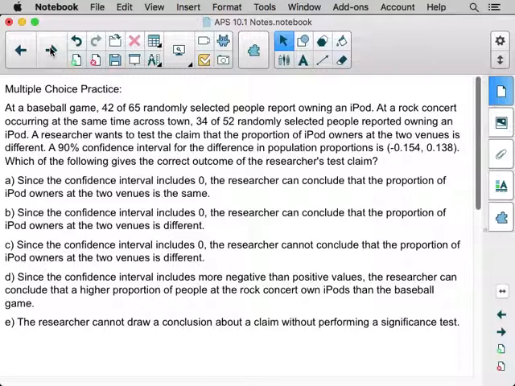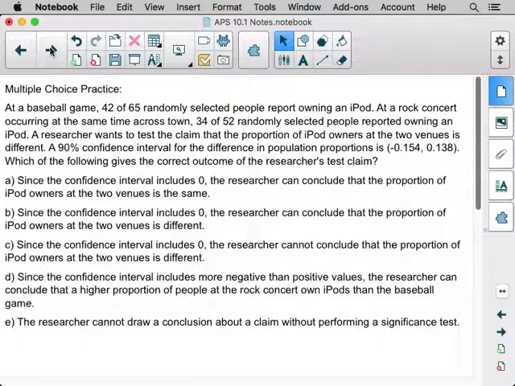Notice, is 0 in the interval? Yes. Okay, so let's process this. So 0 is in the interval, which means we do believe it's possible that there's no difference, right? Is everybody with me? So if we believe it is possible that there's no difference, would we reject the null? No. So we would fail to reject the null and say we don't have evidence that there is a difference. Is everybody with me on that?